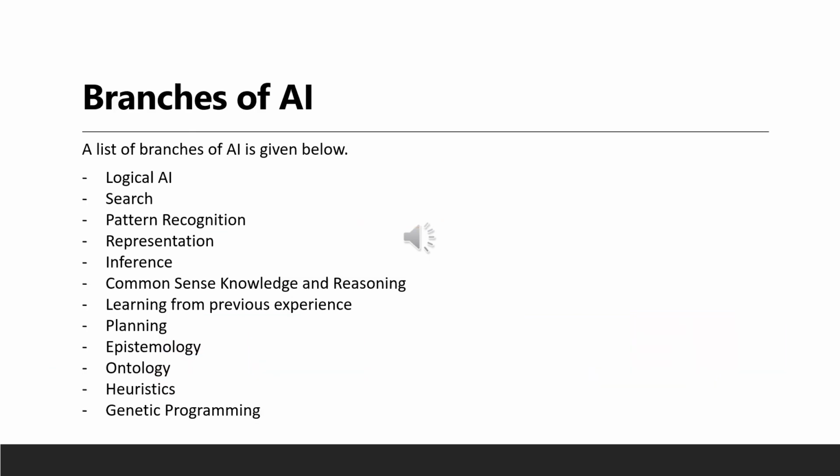We move forward to the branches of AI, and we have a list of branches of AI that has been listed. However, some of the branches are still missing because they have not been identified either by me or by my source. But some of these may be regarded as concepts or topics rather than full branches. The first thing on the slide is logical AI.